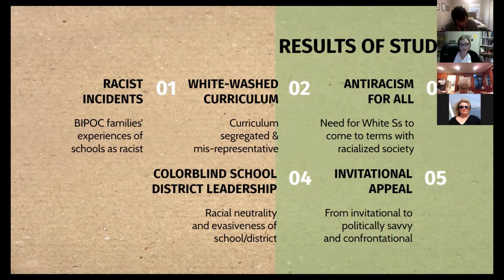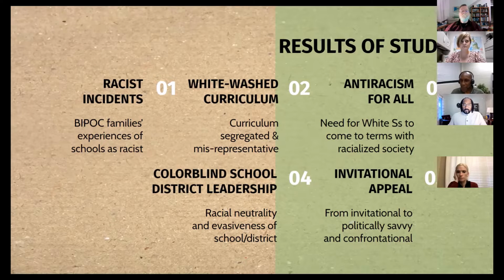Then finally, invitational appeal here. So going from the space of being invited to the table and kind of tiptoeing around the white leaders to learning how to be politically savvy. So identifying folks at the state level who are focused on anti-racist initiatives, in turn, because the school district administrators report to the state folks. So if it comes down from state people, then they're more likely to implement it.